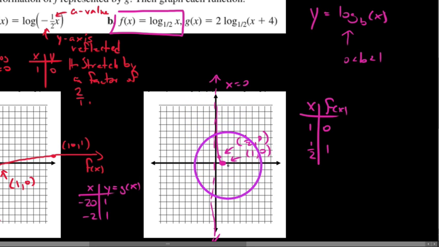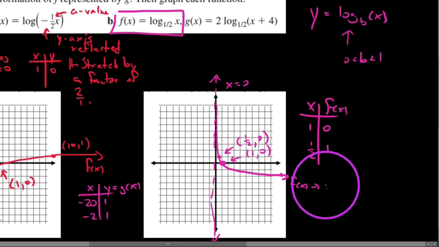I'll go slower because I want you to be detail oriented. We get this graph right here, and so this is our f of x. This is our parent. So now that we have our parent on here, we have a couple of points.